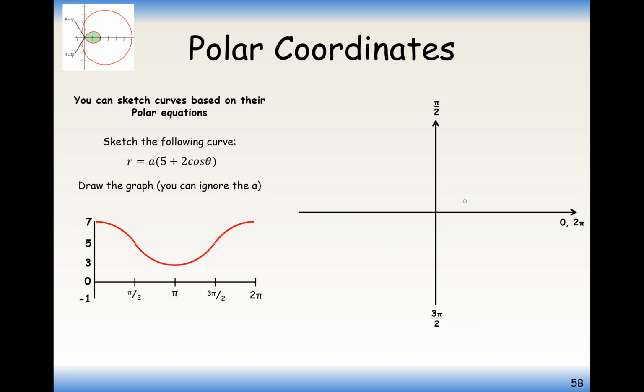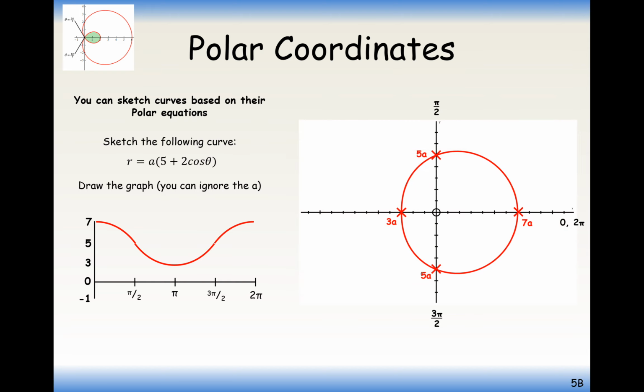So in this graph here we're going to start with the radius at 7. Then as we move round the graph to pi by 2 the radius will be 5. Then as we move round the graph to pi the radius will be 3. Then as we move round to 3 pi by 2, the radius will be 5. And as we move round the graph to finish, the radius will finish back on 7. So it's a good idea to draw some points that you will be going through.